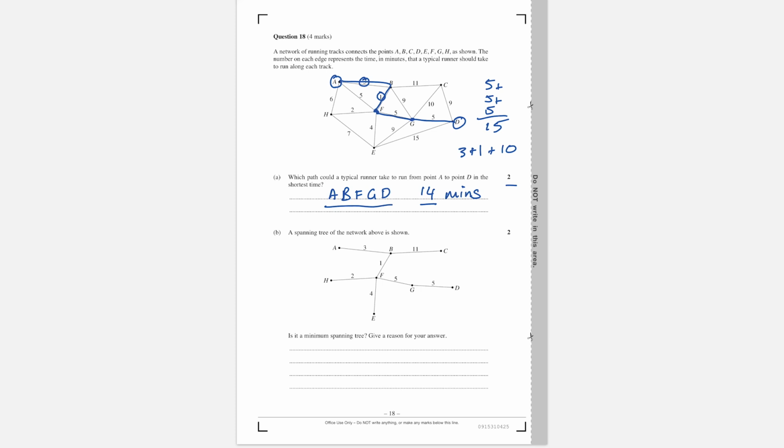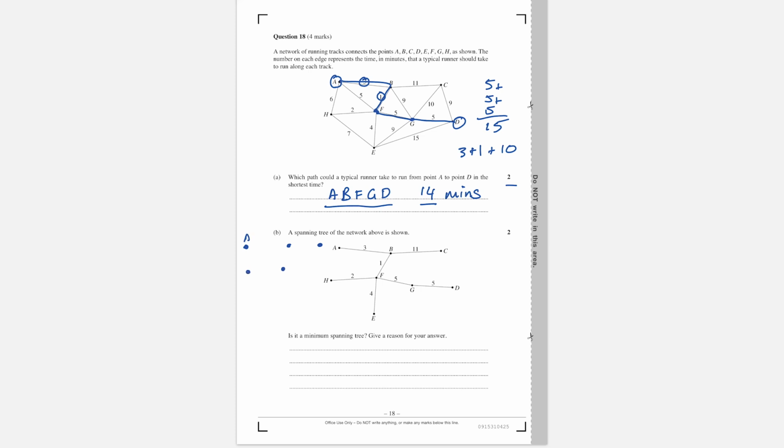Okay, a spanning tree of the network above is shown. Is it a minimum spanning tree? Give a reason for your answer. Okay, so we need to find what the minimum spanning tree is for this network. So let's go ahead and put our dots in first. So A, B, C. Then we have F, we have H.